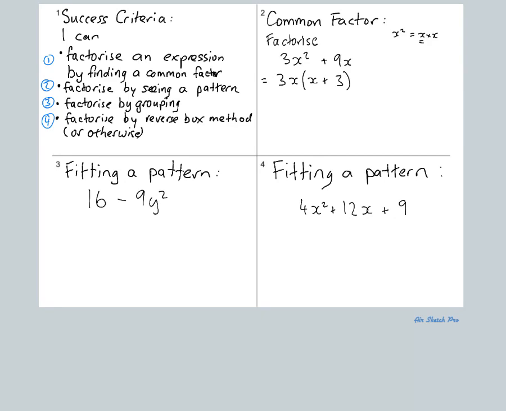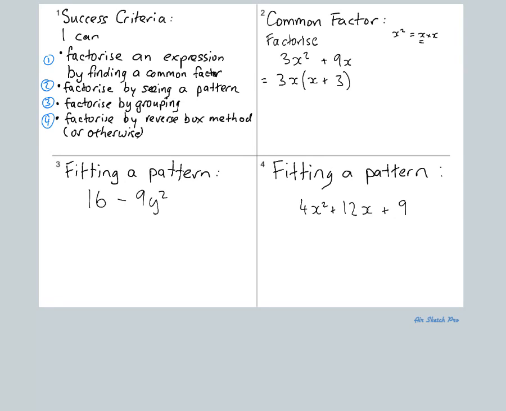Questions about common factors before I move on to fitting a pattern? Okay, so 16 minus 9y squared. This is where things get a little bit hairy for you, all right? Because typically students will struggle to identify patterns initially. Now, you only have 2 patterns in grade 9 to worry about. Is it a difference of 2 squares or is it a perfect square? The answer might be neither, but let's just imagine there is.